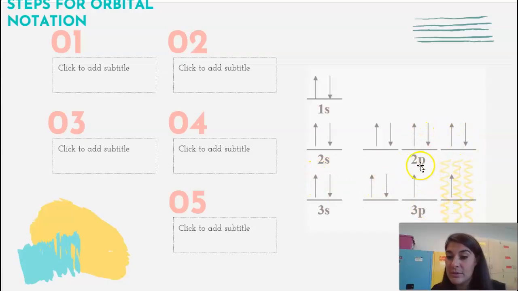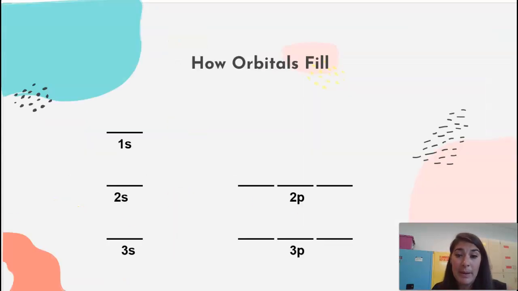The reason these two are not together is because of Hund's rule, all right? And the reason we have these ups and downs, those are the Pauli exclusion principle. So let us talk about how these things are going to fill. So let's say we were doing carbon.